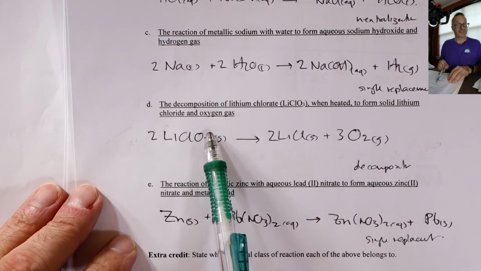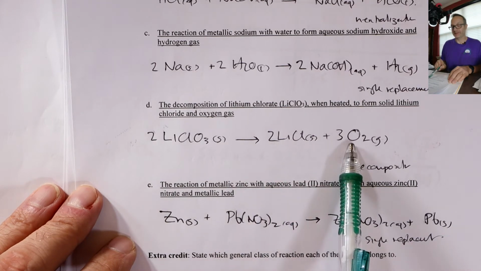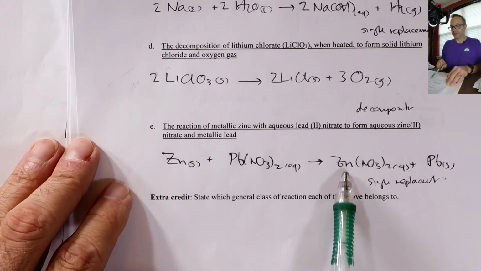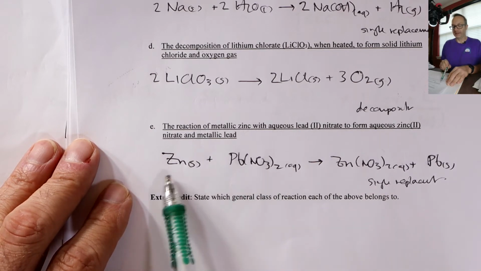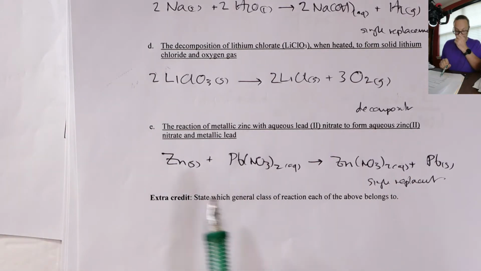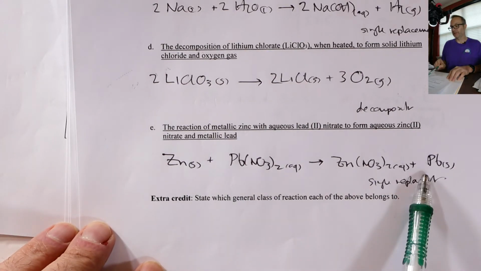The decomposition, that was the name of it, right? So decomposition: 2 makes 2 and 3, okay? And finally, single replacement here. Single replacement. Here's a pair, here's a single, comes in, replaces. Zinc, lead 2 nitrate, zinc 2 nitrate, lead.